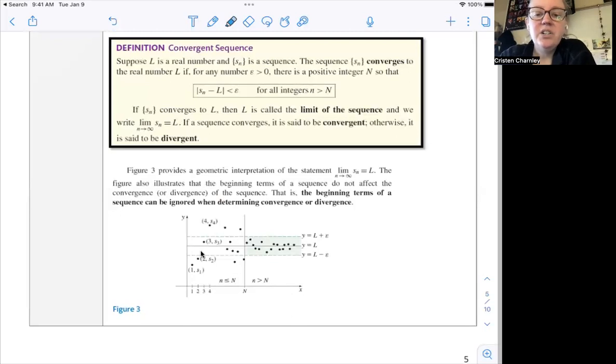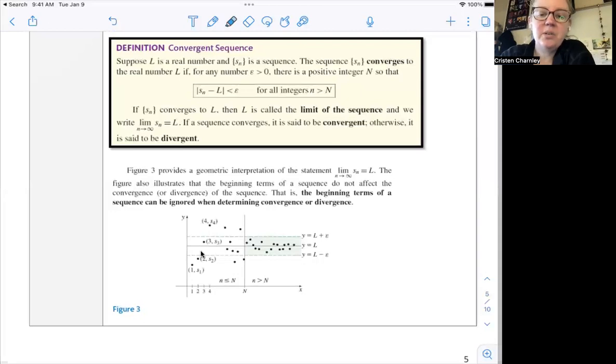If the sequence converges, it is said to be convergent. Otherwise, it is said to diverge. So this entire unit is going to be about converges and diverges. When do we have enough information to prove that it converges? When do we have enough information to prove that it diverges?